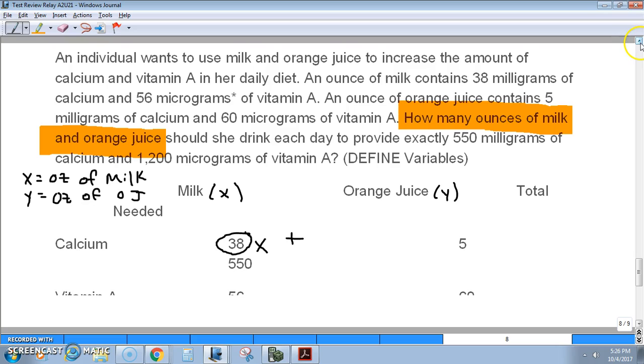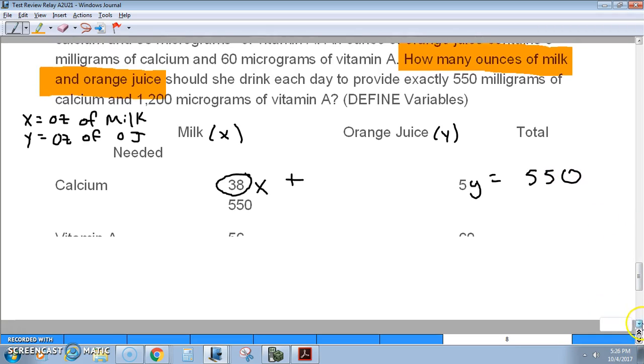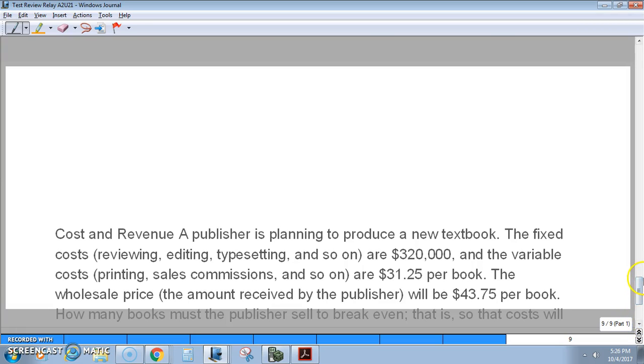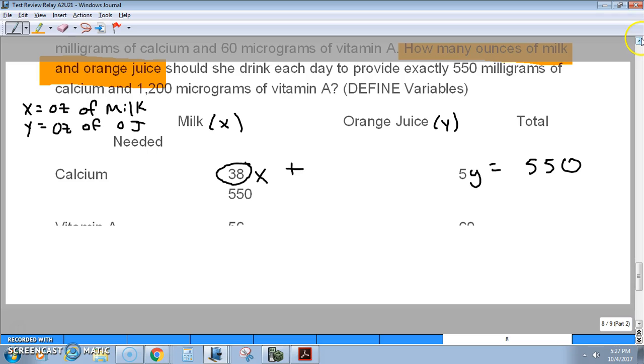For orange juice, it says an ounce of milk contains 38 milligrams of calcium, and an ounce of orange juice contains just 5 milligrams of calcium, so that's here, so plus 5y equals, oh, I see that 550 got put on the bottom, 550. They need 550 milligrams of calcium a day. And then below, I'm sorry, you guys, you can probably figure it out from here, though.